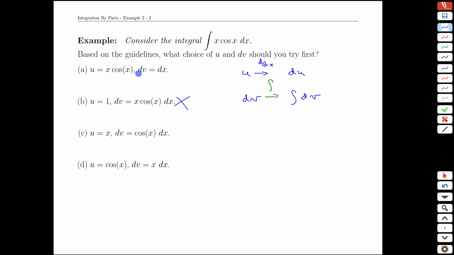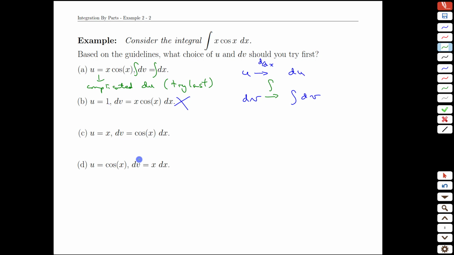This case here is reasonable. And notice we can pick something as simple as dv to be dx. That's totally allowed, as long as there's something in there and the dv has to keep the dx part. The problem with this, at least at first glance, is that your derivative of x cos x is going to be a product rule. So you're going to get a complicated du on that one. So I wouldn't rule this one out, but it would be lower on the priority scale. Something we would try last.